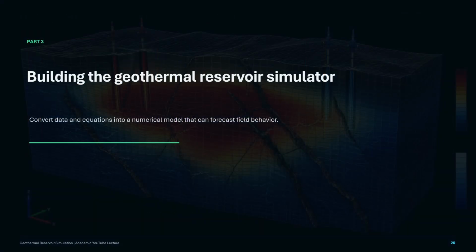Now we enter part 3, building the geothermal reservoir simulator. We have the conceptual model, and we have the physics. The next challenge is implementation. We must convert data, geological interpretation, equations, wells, and operating constraints into a numerical model. This is where reservoir engineering becomes both science and craft. Choices about grid resolution, boundary conditions, well controls, and calibration can strongly affect the forecast. In this part, I will show the workflow used to move from field evidence to predictive simulation.